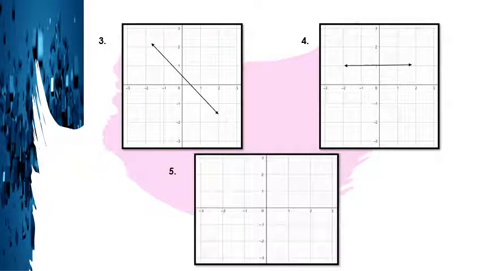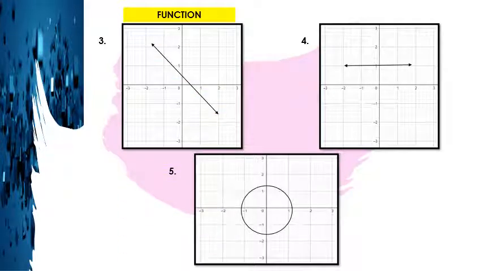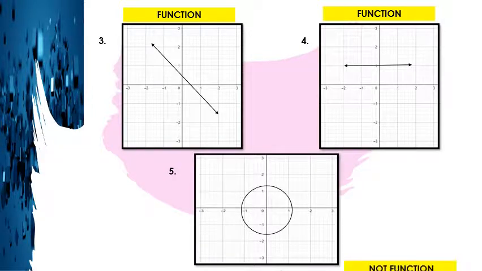Let's go to the given for numbers 3, 4, and 5. First, number 3. If we use the vertical line test here, it means it is a function, since there's only one point. Then for number 4, we use the vertical line test here. Only one point lies there, so it means it is a function. Let's have number 5. We use the vertical line test here. There are 2 points lying there, so it means it is not a function.